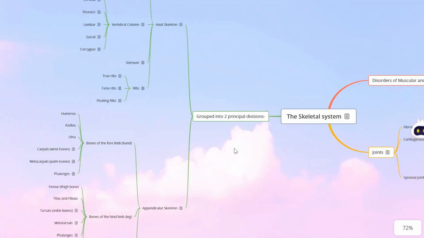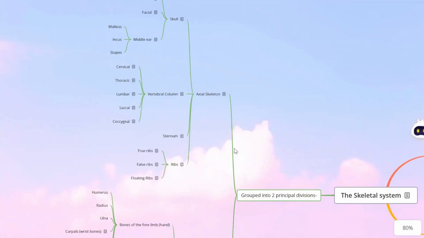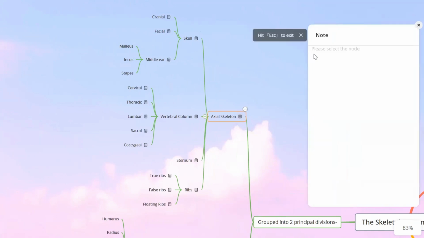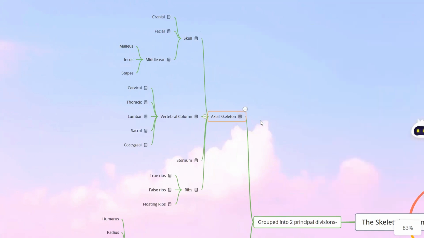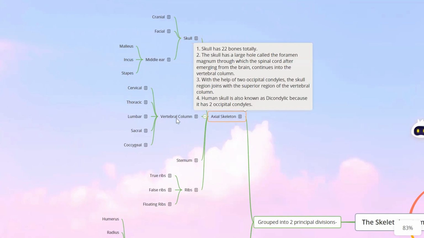So we can go to the two principal divisions, the axial skeleton and the appendicular skeleton. Now, this is the axial skeleton. The axial skeleton is in total 80 bones distributed along the main axis of the body. It is comprised of four parts: the skull, the vertebral column, the sternum, and the ribs.